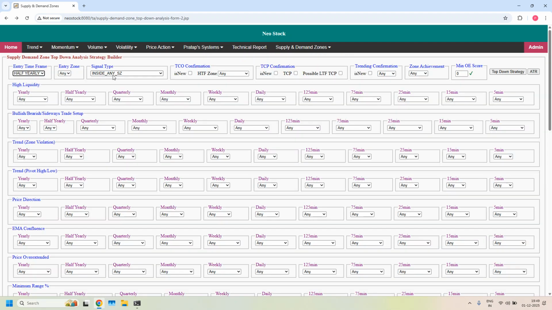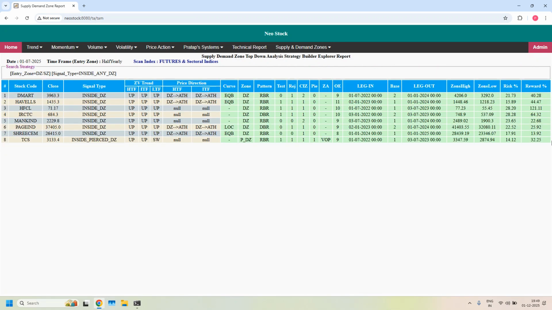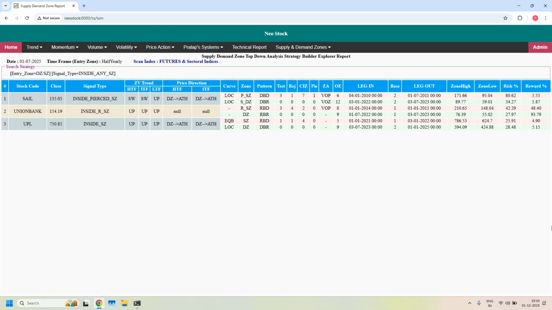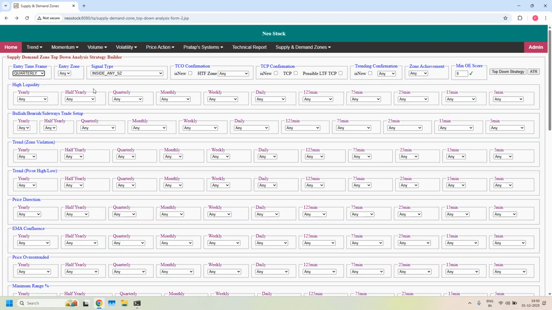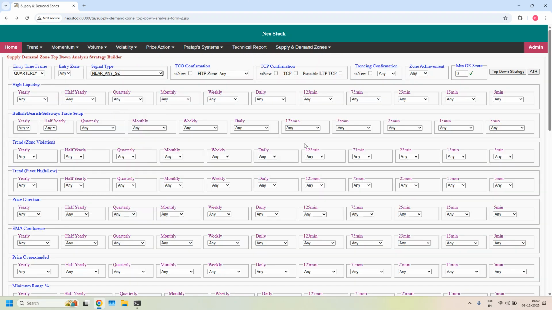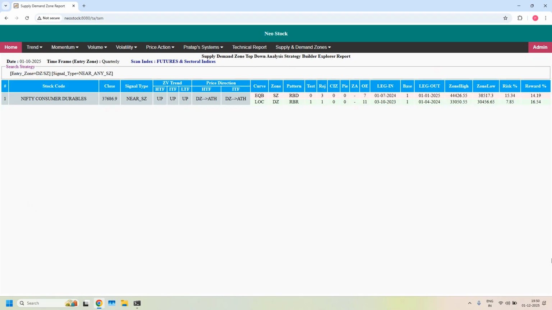Next time frame, half yearly. Price closed inside half yearly demand zone. We got 8 stocks. Next, price closed inside the half-yearly supply zone, we got 3 stocks. So next time frame quarterly, stocks near quarterly demand zone, we got 1 stock. Next, stocks near to the quarterly supply zone, we got 1 stock.